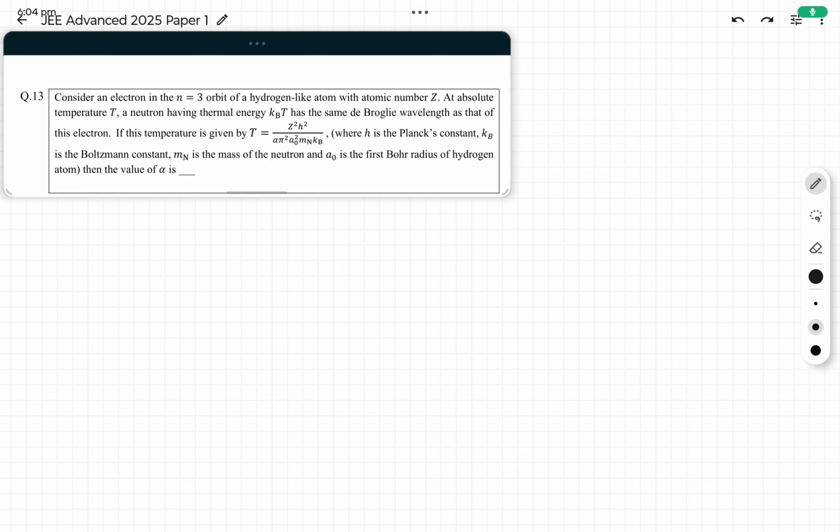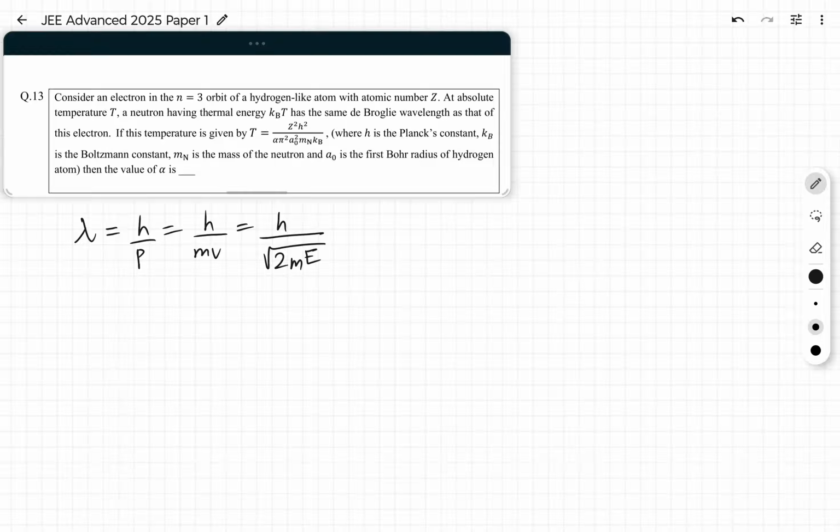The de Broglie wavelength is given as h by p, or h by mv, or in terms of energy, h by root 2mE. So this neutron, which has thermal energy kBT, has a de Broglie wavelength of, let's say, lambda n, equal to h by root 2m, Boltzmann constant, and the temperature.